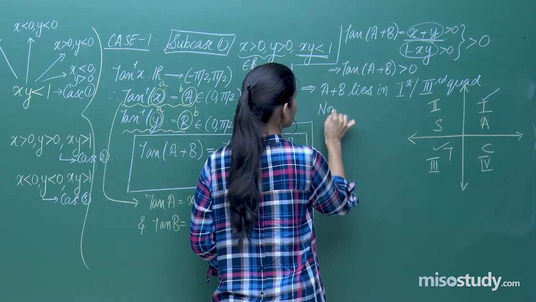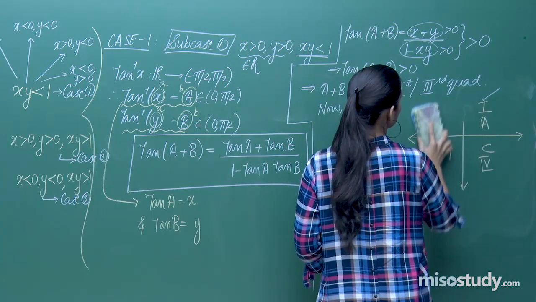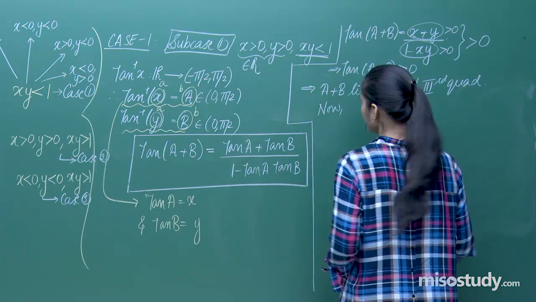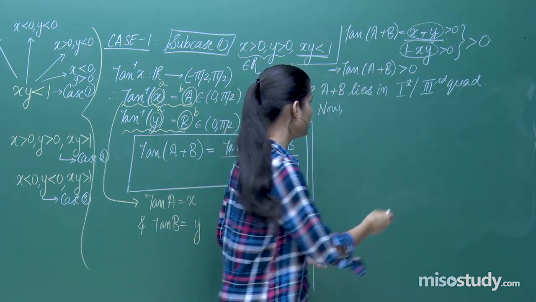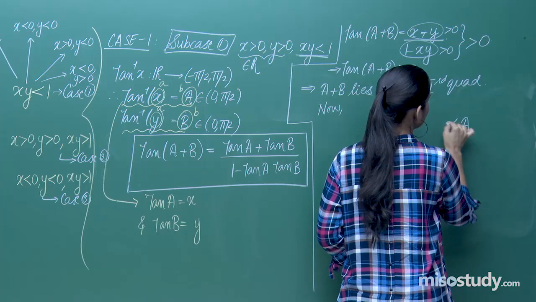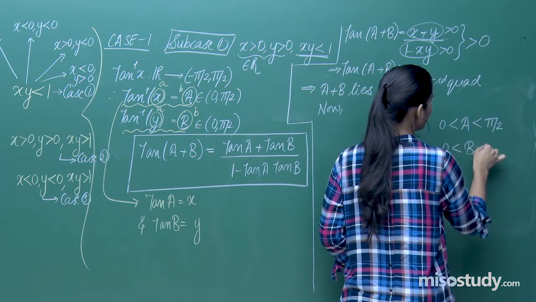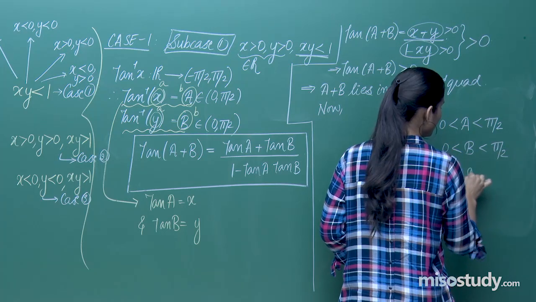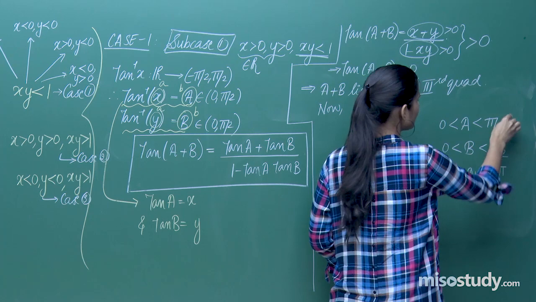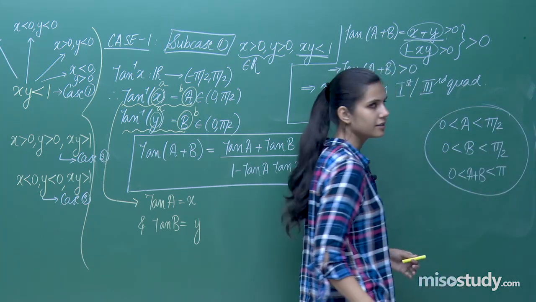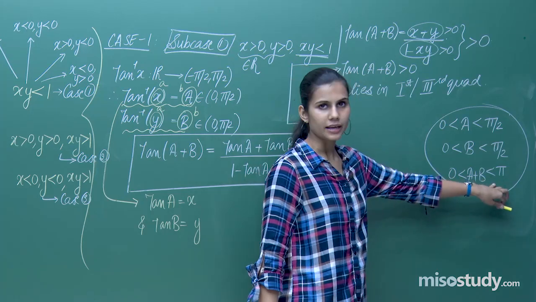Now, see where was A lying and where was B lying. Remember the range of A and B? A was lying in 0 comma pi by 2, B was lying in 0 comma pi by 2. So if A is greater than 0 less than pi by 2, B is greater than 0 less than pi by 2, then A plus B is greater than 0 plus 0, less than pi by 2 plus pi by 2, which is pi. So A plus B is lying between 0 and pi.